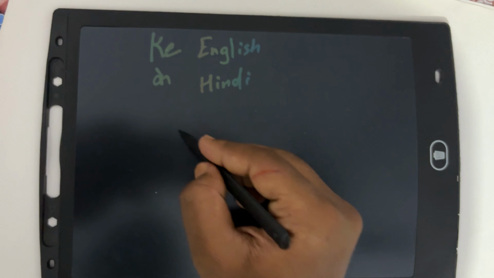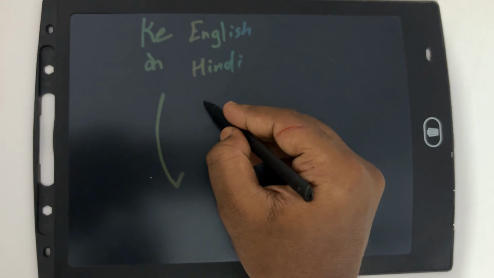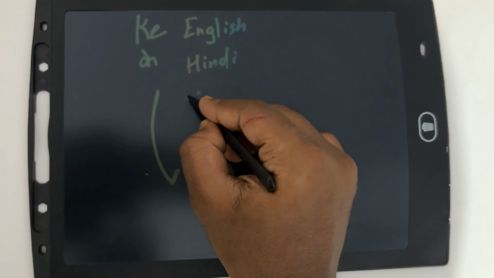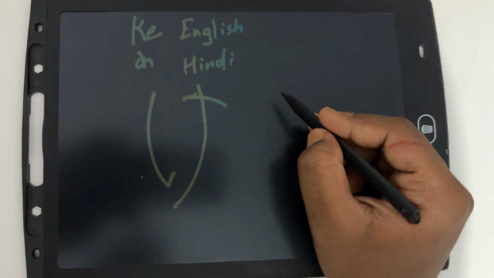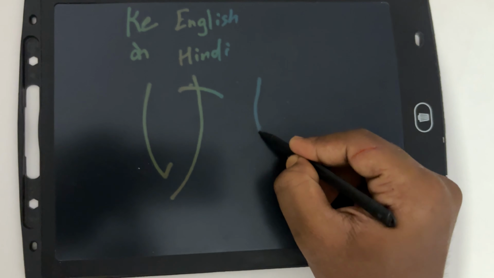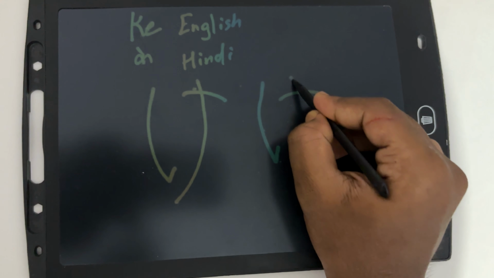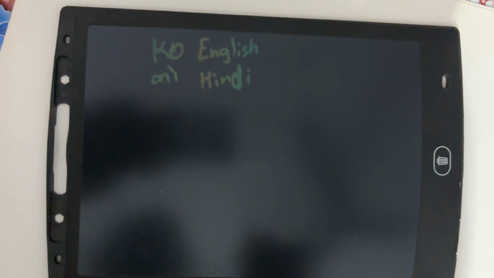In Japanese, once more. Next word is ko.